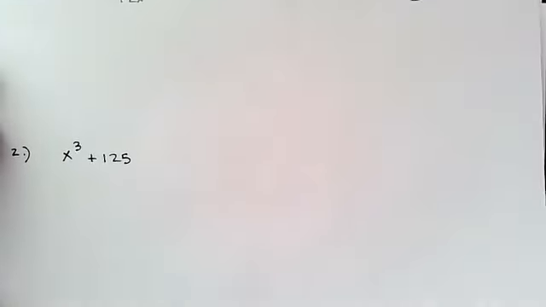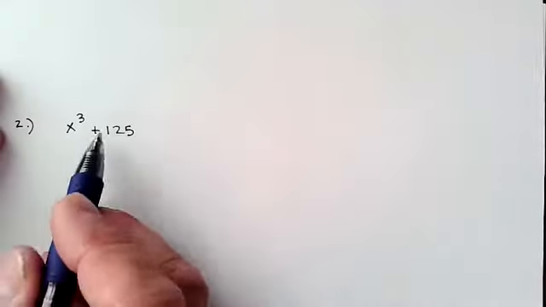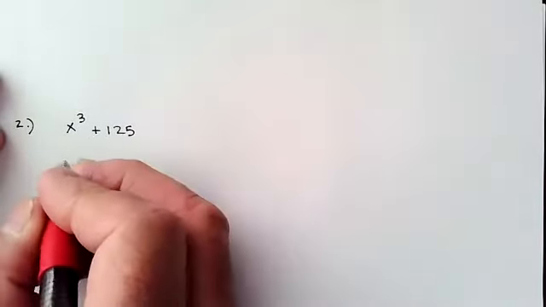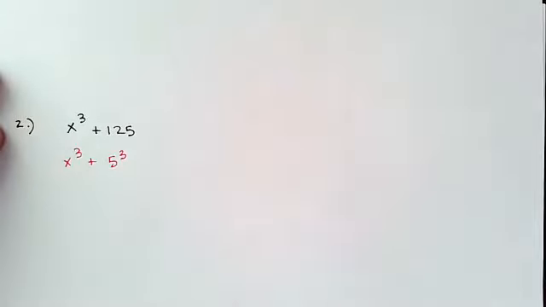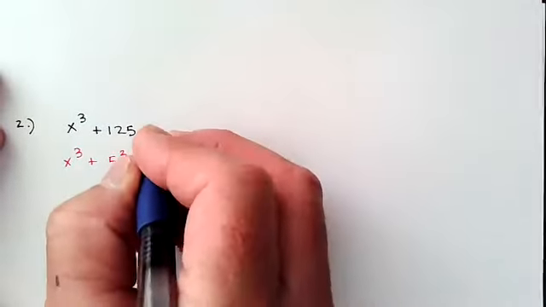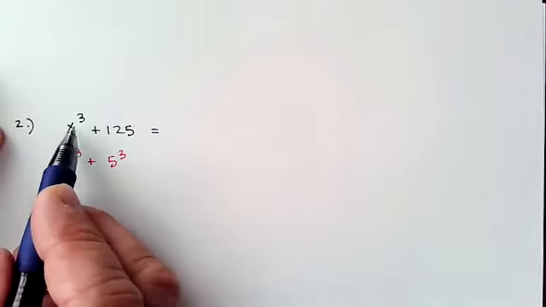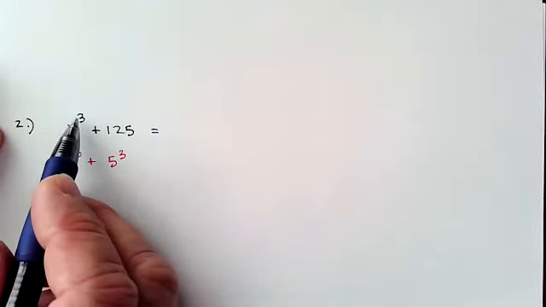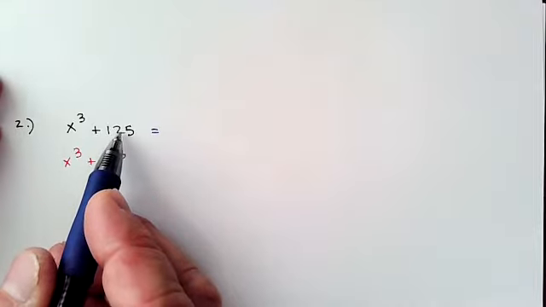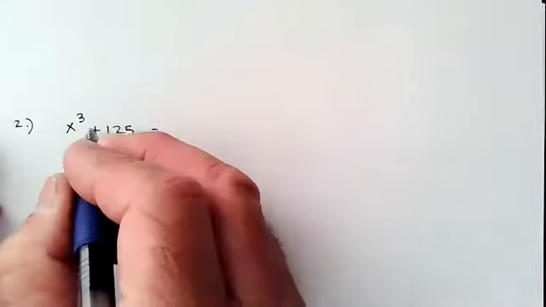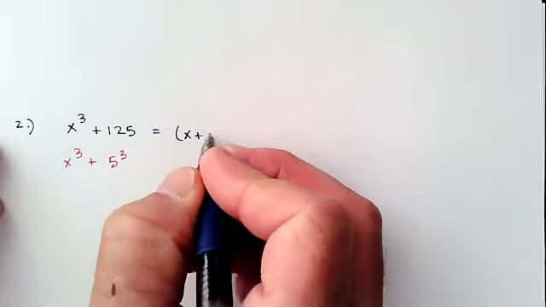Let's try another one. This is what's known as a sum of cubes, because x cubed plus 125 is x cubed plus 5 cubed. So first, notice that if you plug in -5, (-5) cubed is -125, plus 125 gives me 0. So I know the first factor is going to be x plus 5.